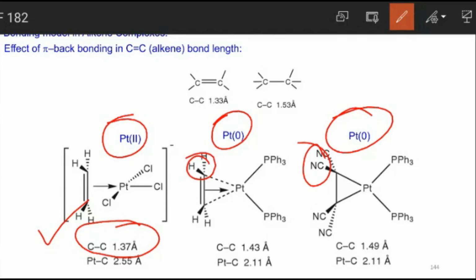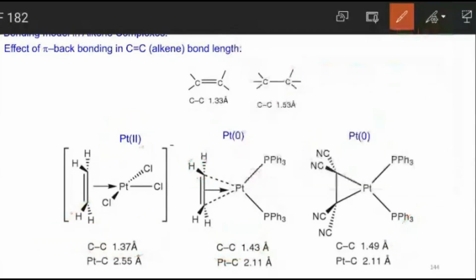Therefore, in the case of tetracyanoethylene, there will be more pi accepting ligand, and therefore the pi back bond will be more. Therefore, the platinum-carbon bond will be stronger. The carbon-carbon bond becomes weaker, and this will have the longest or weakest carbon-carbon bond, around 1.49 angstrom. The other one is in the middle, neither strong nor weak. It is actually in between, and therefore we are able to see the order: platinum 2 will have the shortest, then platinum 0 with the ethylene, and then platinum 0 with the tetracyanoethylene, and that is the answer. Is it clear?